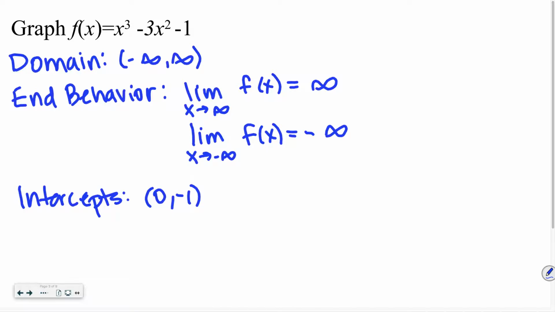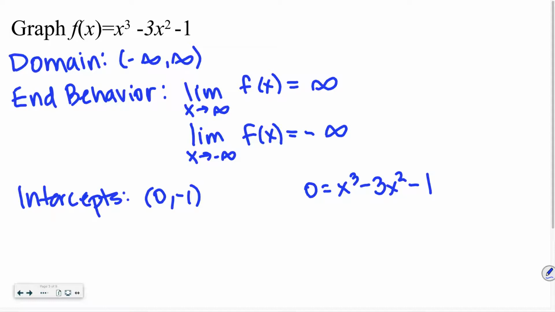Now, I do want you to find x-intercepts. But for this equation, it's not a trinomial. We don't have a GCF. We really can't factor this, can we?